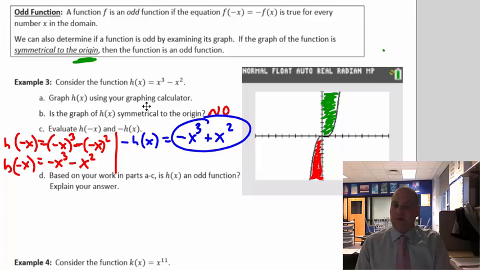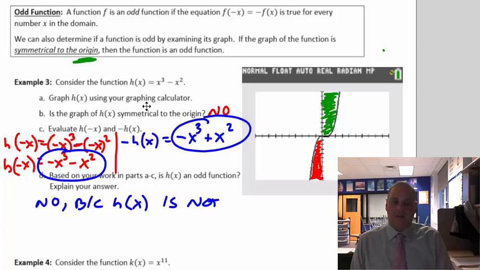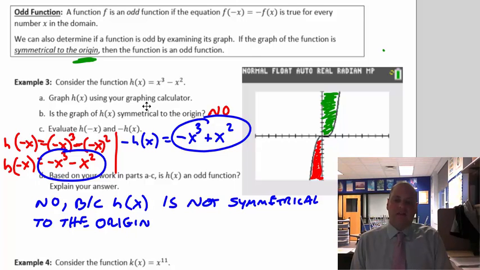Is this the same as this? Is that the same as that? And no, it's not. So based on this, is it an odd function? Well, we would say no because they don't match. So we'd say no, because the graph of h of x is not symmetrical to the origin, meaning we flipped our paper upside down and it doesn't look exactly the same. It's close, but not exactly.